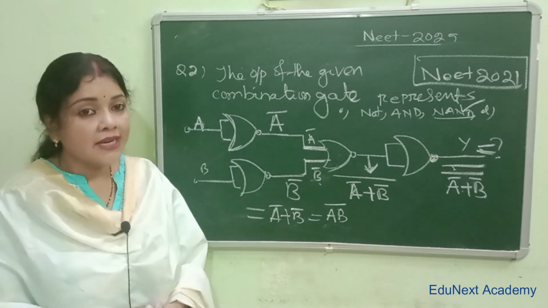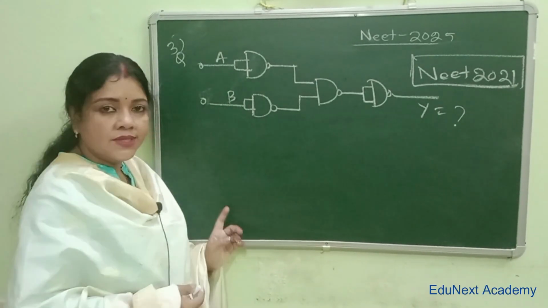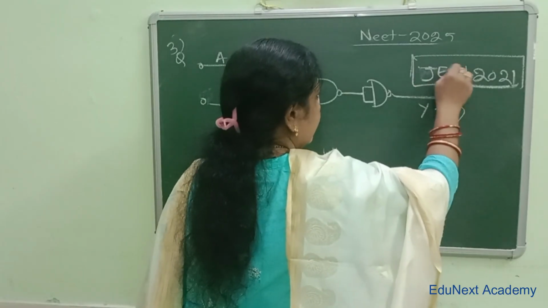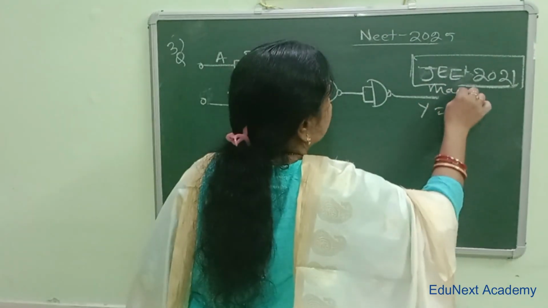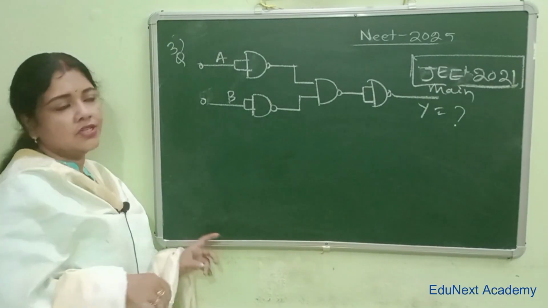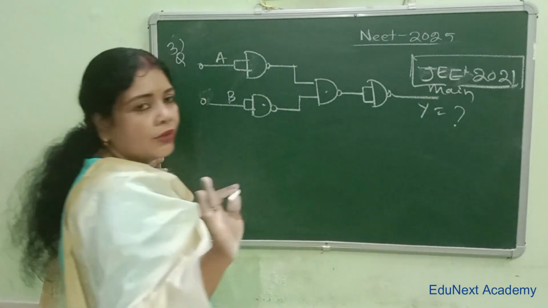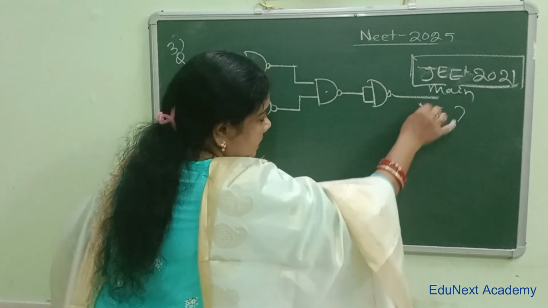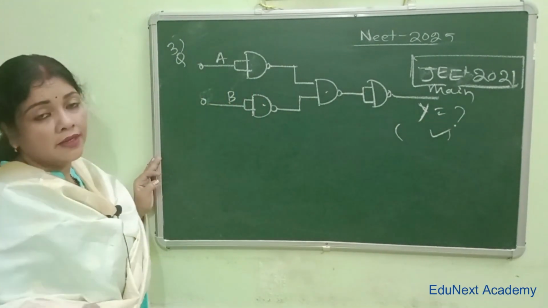Now let us discuss another question. This is another question which came in JEE Main 2021. The question is, this is a combinational logic circuit made up of NAND gates. So here all are NAND gates. There are altogether 4 NAND gates. So you have to solve what the output is, and according to that output, which gate you are getting.